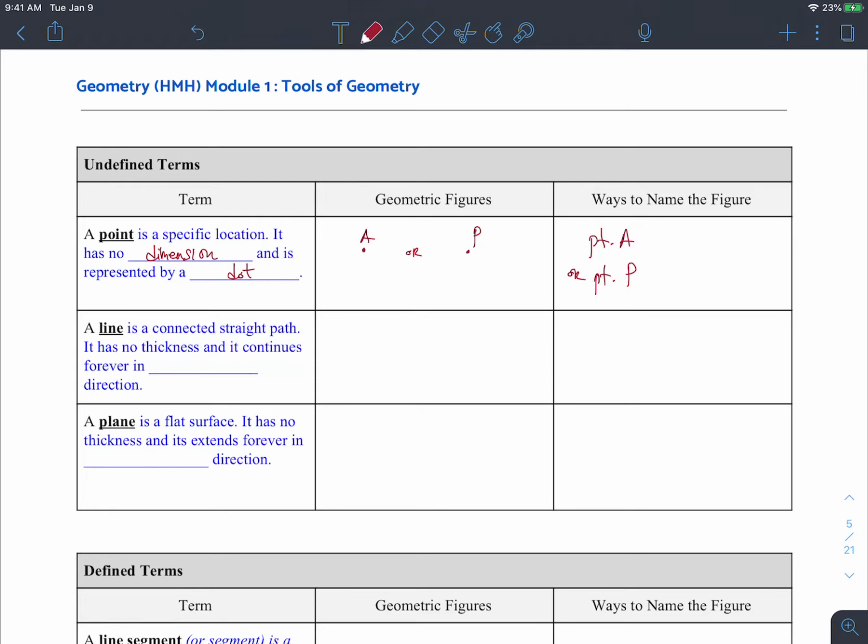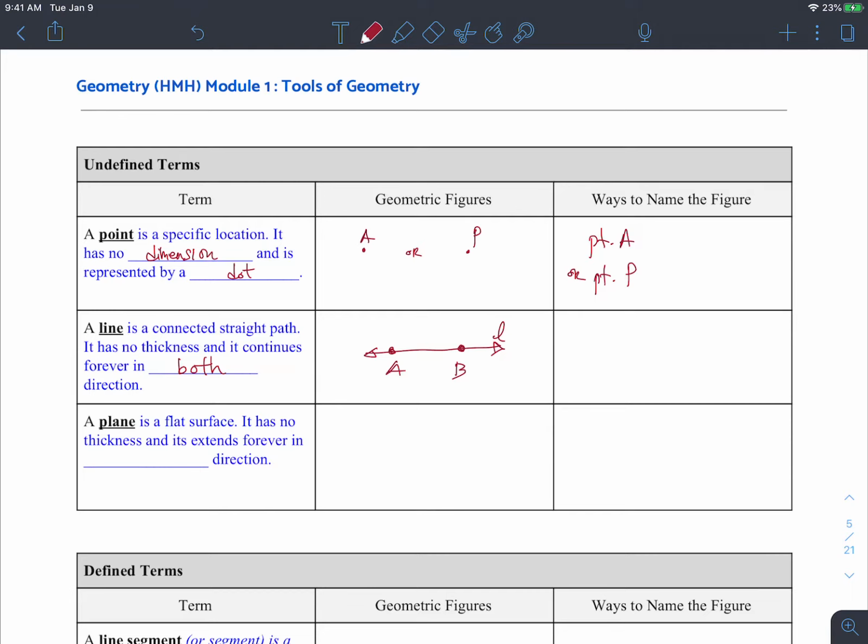All right. What's a line? A line is a connected straight path. There's no thickness. It continues forever in one direction? No. It is both directions, right? So basically, if you have points, let's say, A and B, you would have arrows going in both directions. That's how you indicate both. Guys, right? The arrow goes this way and this way. Okay. And we may have 2 points that go through that, or we may just label it L.